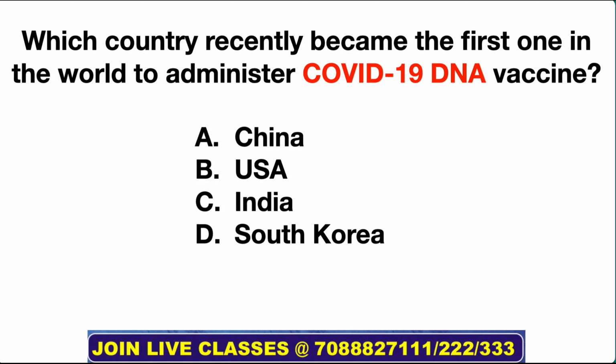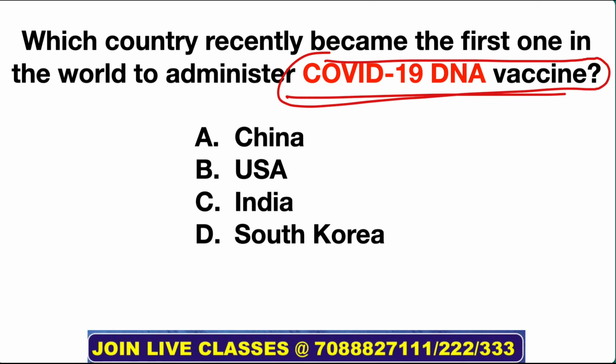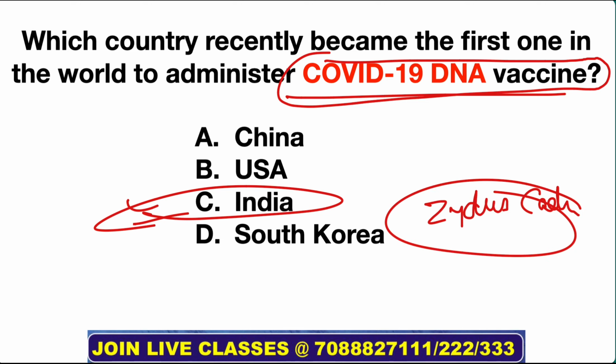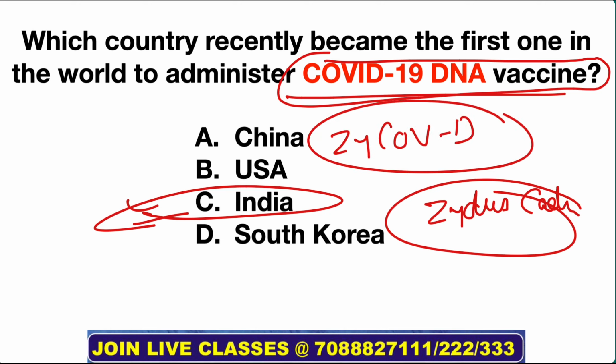Which country recently became the first one in the world to administer a COVID-19 DNA vaccine? It is a very proud moment for India. India has become the first country to administer the COVID DNA vaccine. And which company has produced this vaccine? Zydus Cadila. The name of the vaccine is ZyCoV-D.